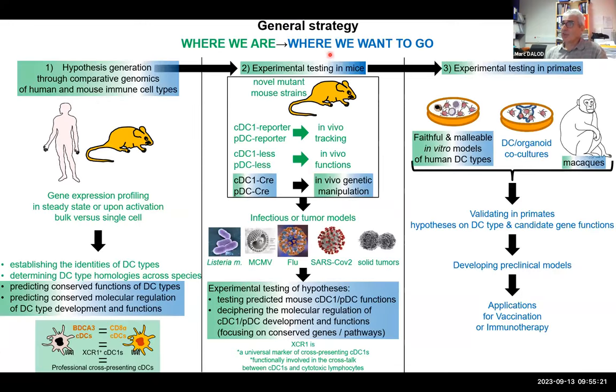So in our general strategy, we managed to advance a lot. That's what is in green: in aligning non-DC cell types between human and mouse, refining the definition of the identity of DC types, including on the molecular level, generating hypotheses about the mechanisms controlling the differentiation and function of DC types, testing that experimentally in mice. We still have some progress to do there. And we are still at early stages of trying to translate that in primates.